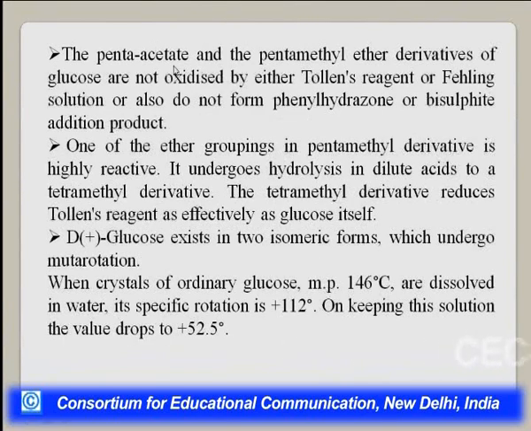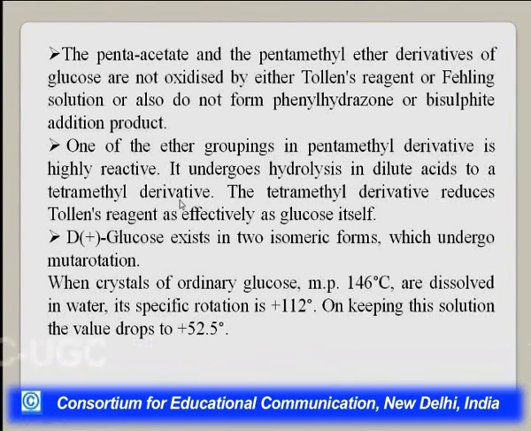The pentacetate formed by acetic anhydride with glucose and the pentamethyl ether derivative of glucose are not oxidized by either Tollens reagent or Fehling solution, and also do not form phenylhydrazone or bisulfite addition product. One of the ether groupings in the pentamethyl derivative is highly reactive, the others are not. It undergoes hydrolysis in dilute acids to a tetramethyl derivative.